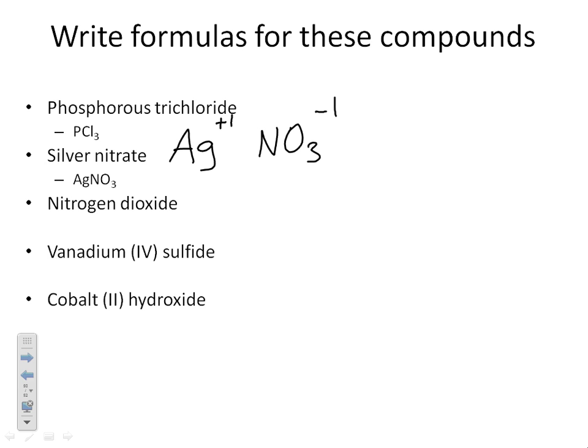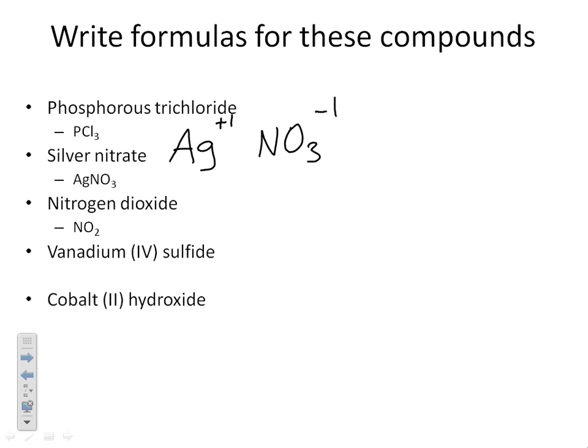Nitrogen, the symbol for nitrogen is N. There is no prefix on the nitrogen, which means that there is only one of those. Dioxide, well, oxide, that's oxygen. The symbol for oxygen is O. Di, as the prefix, means two, so the formula is NO2.